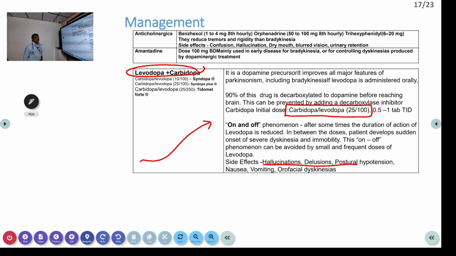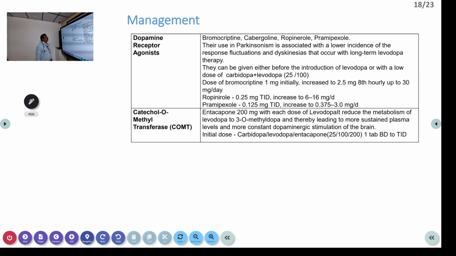On and off phenomena: after some time the patient may not respond to your treatment, and during that period the patient slowly develops signs of resistance. So the patient can sometimes be completely off. Dopamine receptor agonists like bromocriptine, cabergoline, ropinirole, pramipexole, all these things can also be tried. So, ropinirole, we have given the treatment dose here.